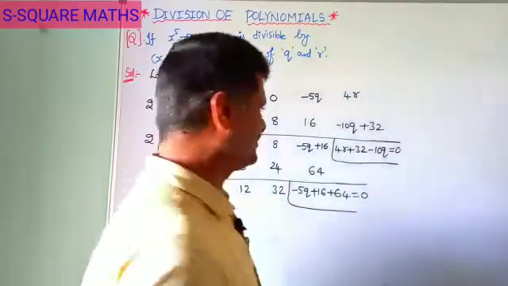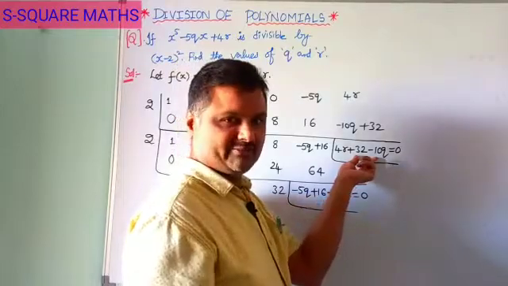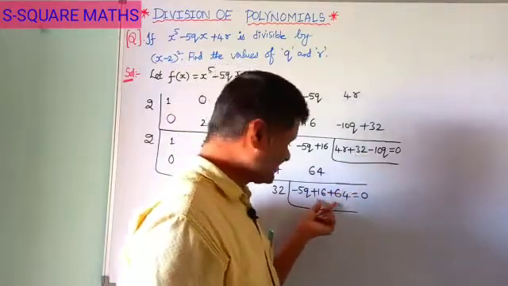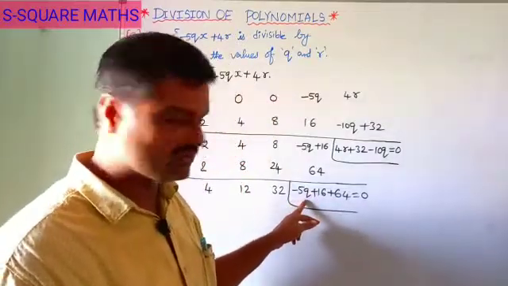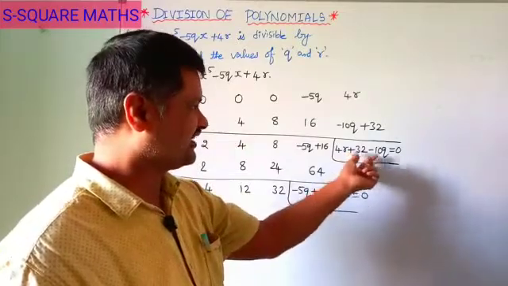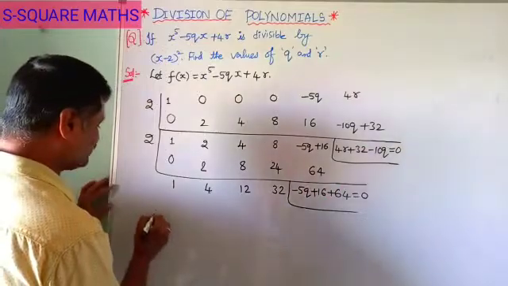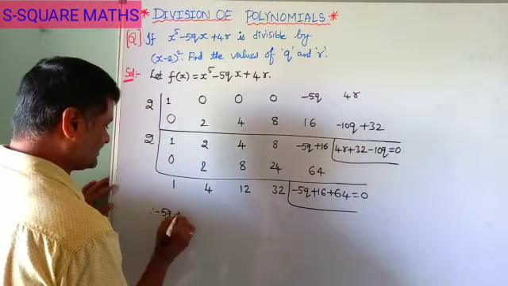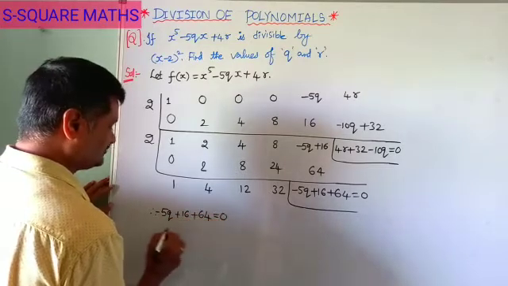If you observe carefully this step and this step here, this is a linear equation in two variables. The variables are q and r. Here is a linear equation in one variable, just q. So solving this we are going to get the q value. Substituting here we are going to get the r value. So let us proceed. Therefore minus 5q plus 16 plus 64 is equal to 0.